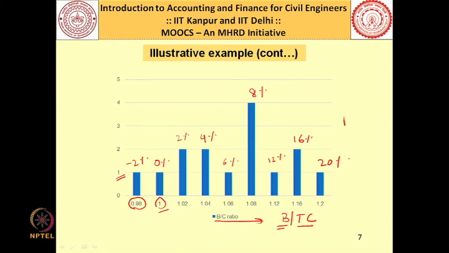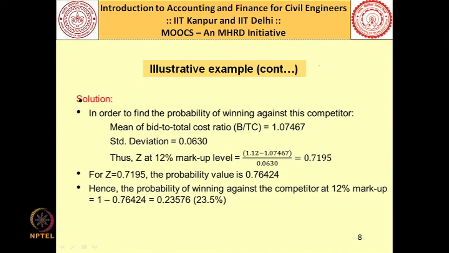So, the first question is, what is the mean for this? That is not a difficult thing to calculate. You can do it in a normal manner. You calculate the mean, so that gives you the mean value. You have to also calculate the sigma. Sigma you will calculate first by calculating sigma square and then taking the square root of that to give you the standard deviation. I have calculated this and I am finding that the mean value is coming to be 1.07467 and the standard deviation is coming to be 0.0630.